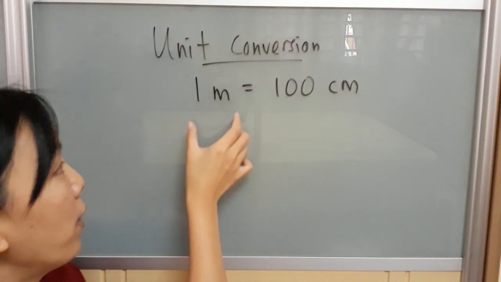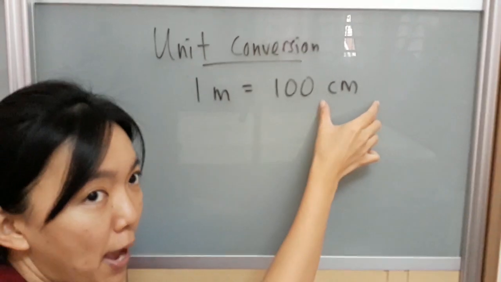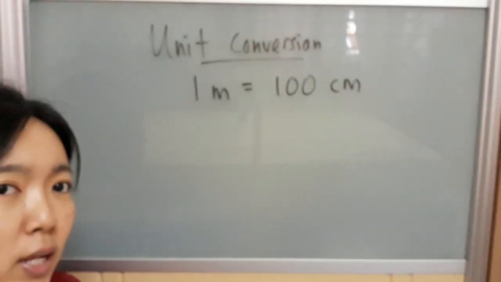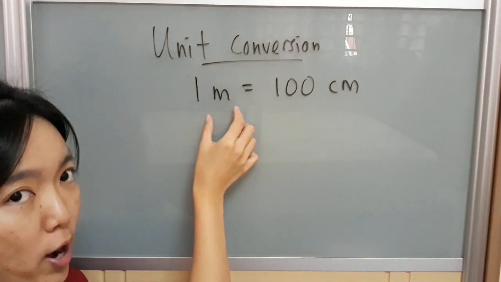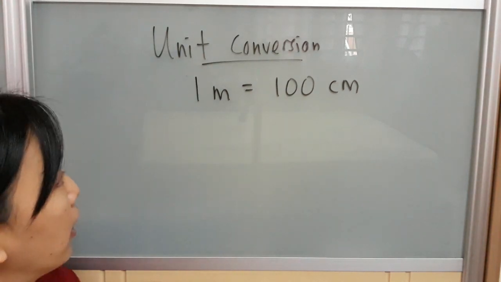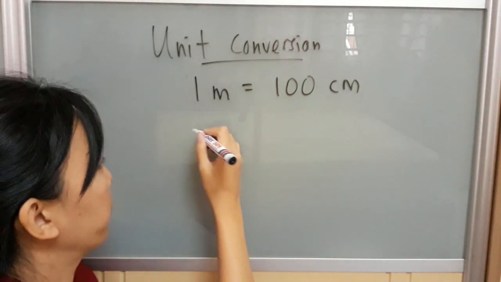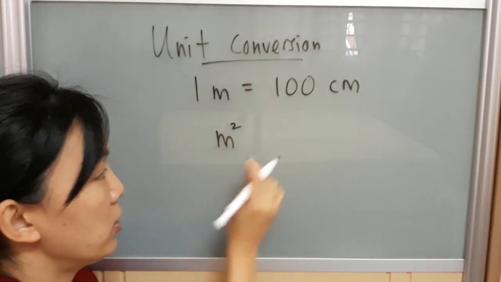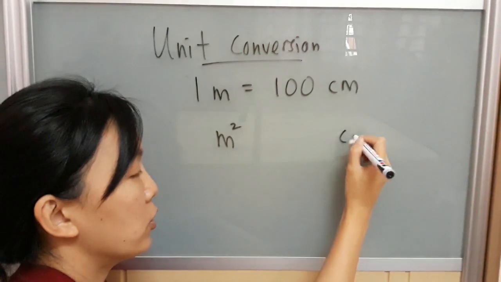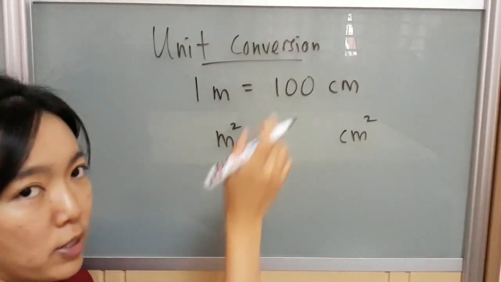In school, we learn 1 meter equals 100 cm. What if I'm going to look for the square, the area of this? I'm going to look for 1 meter square. Convert this to meter square, convert this to cm square. What will happen to the number here?